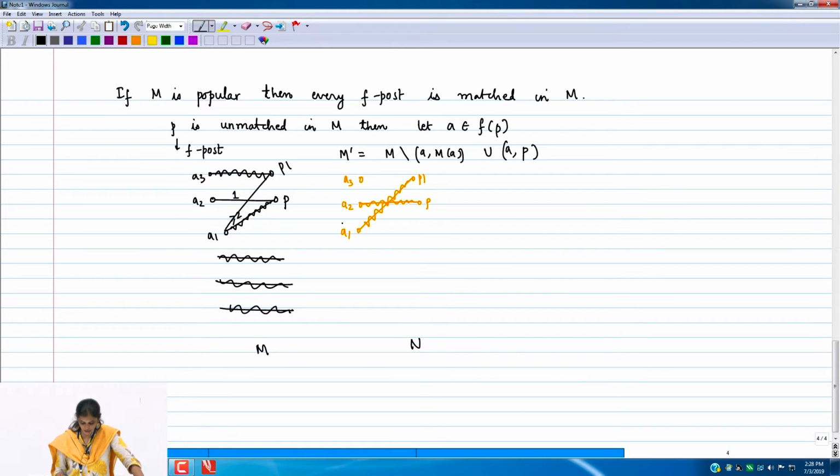So how do the applicants vote? Where does A1's vote go to? This is P1 and P1 is its rank 1 post. So where does its vote go to? This P is greater than or equal to rank 2. So it goes to N. So it goes here. What about A2?